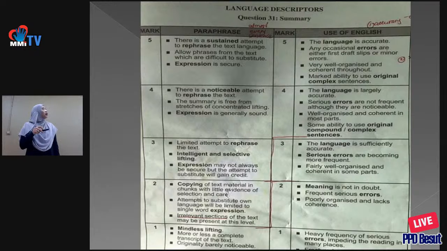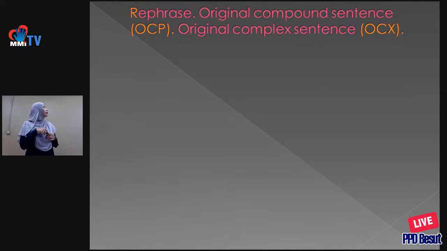Okay, you need to have original complex sentence. Okay, macam tadi kita underline kan. So maybe ada certain yang kita boleh combine. Okay, kita buat dia jadi ayat compound ataupun kita combine, kita buat ayat tu jadi complex. So dia akan jadi your own original sentence. Okay, you take the sentence from the text and then make it complex or make it compound and it becomes yours. So it's your original complex sentence maksudnya. Okay, ataupun your original compound sentence. Okay, how to do that, teacher? Okay, macam mana? Okay, nampak? Rephrase, kita tulis R. Okay, original compound, OCP.